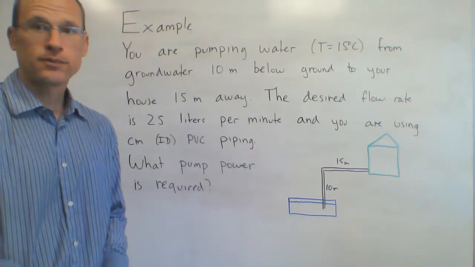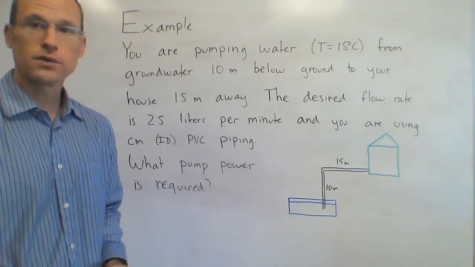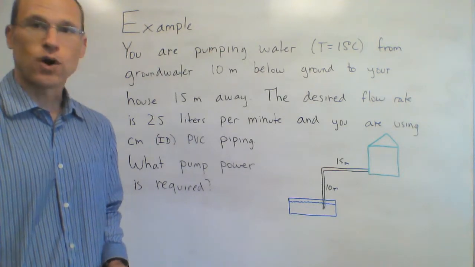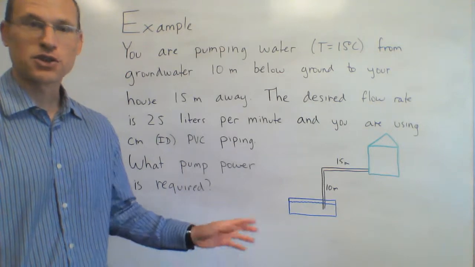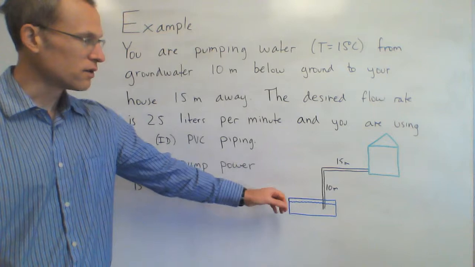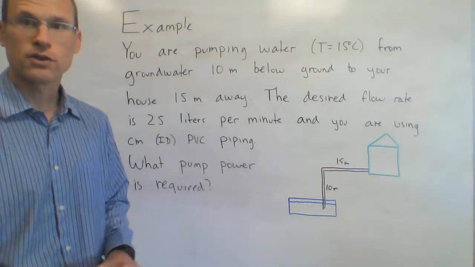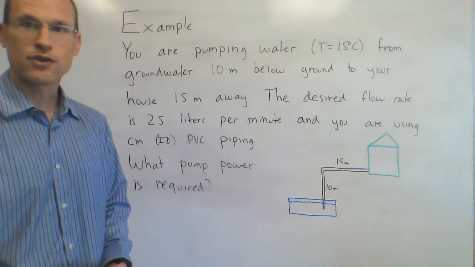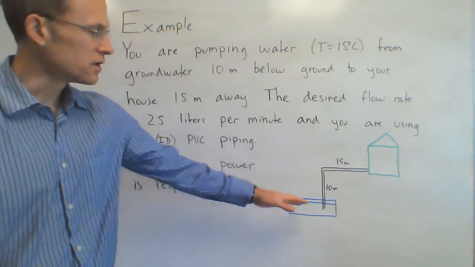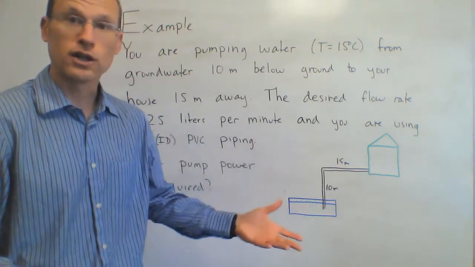So time for an example. You have your house, you found some groundwater under your house and decide to use that. The city water's costing you too much, so you want to make your own little water system here. You found some groundwater 10 meters below ground, 50 meters away from your house, and have some 3 centimeter diameter PVC piping laying around. So you decide to build this little system, and of course to get the water from here into your house, you need a pump.